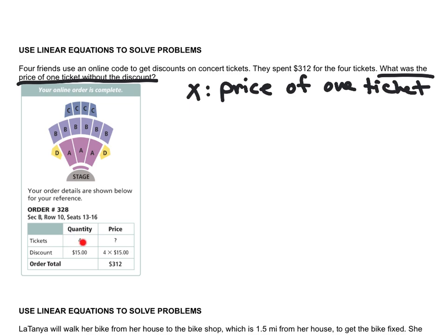If I take 4 tickets times the price of the ticket, that will give me the total, right? So I'm going to do 4 times x. However, what we realized is that we got a discount of $15 per ticket, and that information is from this table here. So I'm going to subtract 4 times 15. That's the total discount price, and we can then pay a total of $312.